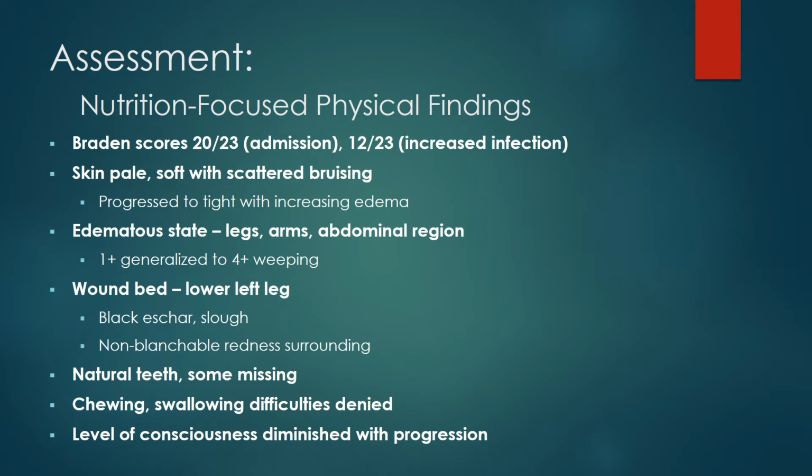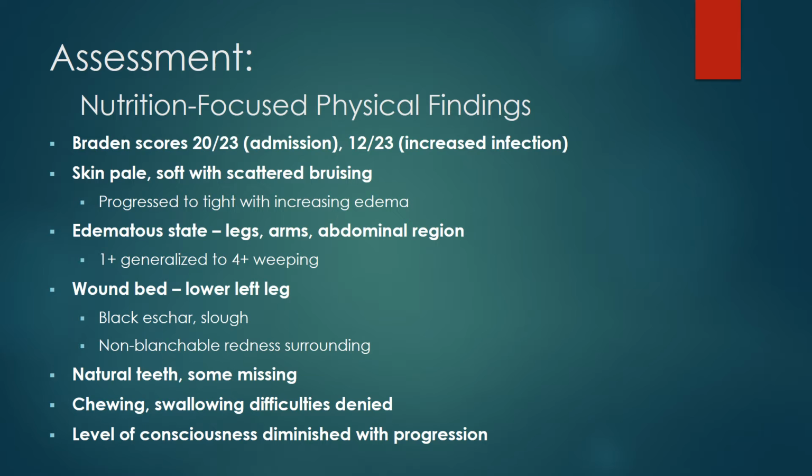The patient's nutrition-focused physical findings: her Braden score was a 20 out of 23 at admission, but decreased to a 12 out of 23 after her stay, with increasing bacterial infections and worsening COPD and hepatitis C exacerbations. Her skin was pale and soft. She did have some scattered bruising. She had a lot of pokes and prods done throughout her stay, so her skin was a little bit compromised, but still intact other than the actual wound upon her leg.